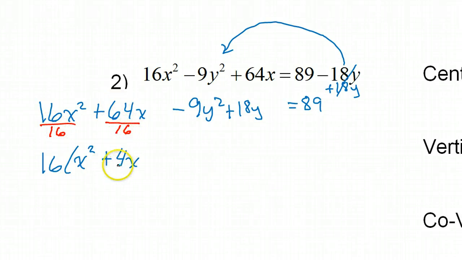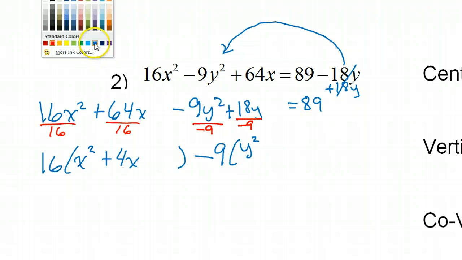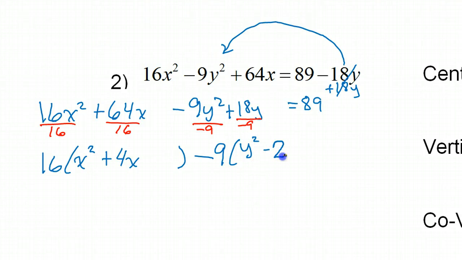64 divided by 16 is 4. Alright, and then I will have minus 9. And that's going to leave behind y squared. Now be careful. We're pulling out a negative 9. So what we're doing is dividing by negative 9. Alright, 18 divided by negative 9 is negative 2. So please, please, please make sure you put a negative 2y down. And that's equal to 89.